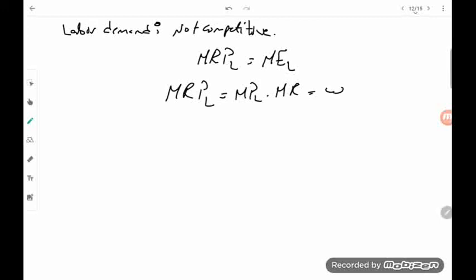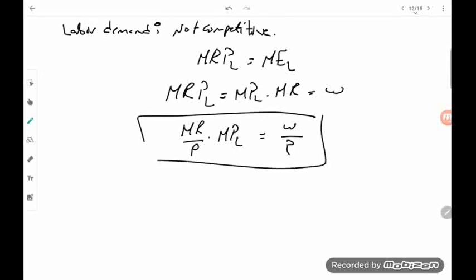So we can write the equation as marginal revenue divided by the price of the commodity, multiplied by marginal productivity of labor, equals the real wage rate. So this is the profit maximizing condition in case of monopoly.